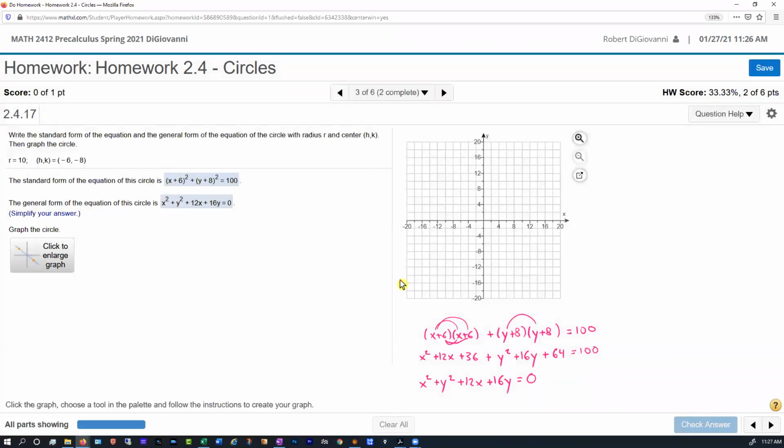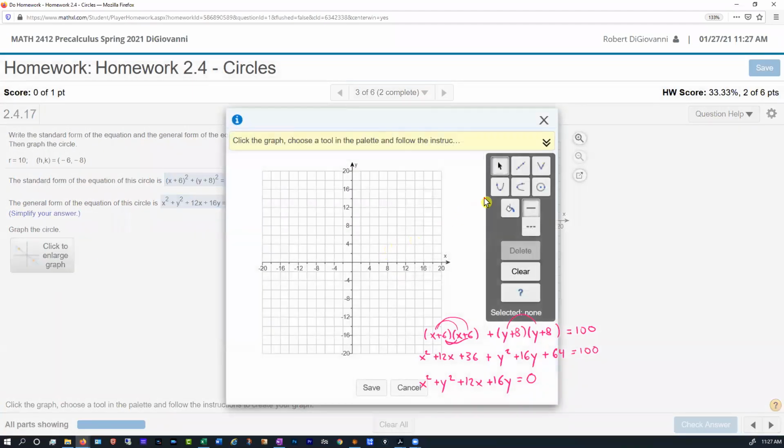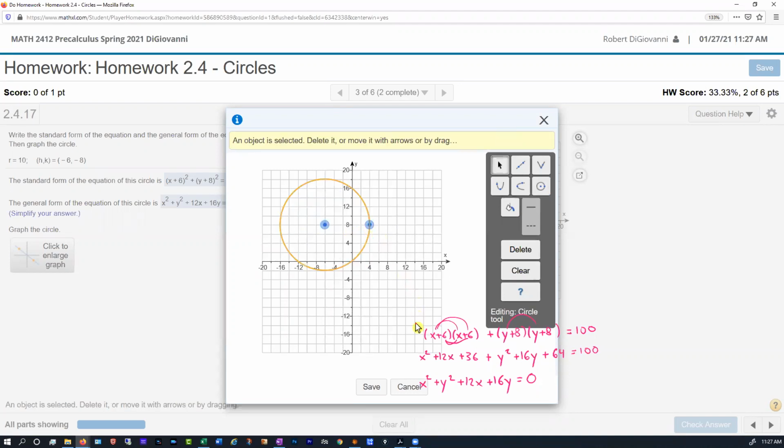All right, now we have to graph the circle. So first thing I'm doing, I click on this little circle thing. I'm going to click on the center, which is at -6, +8. And then the radius is going to be, what was the radius? 10. So remember, each one of these clicks is 2. So 2, 4, 6, 8, 10 right there. Let's try that.